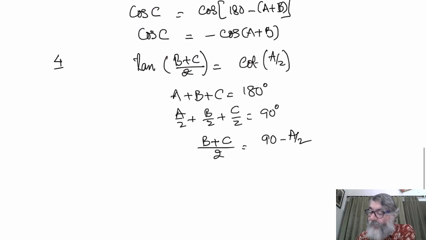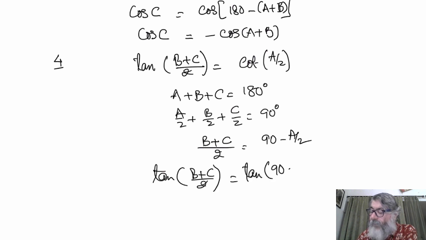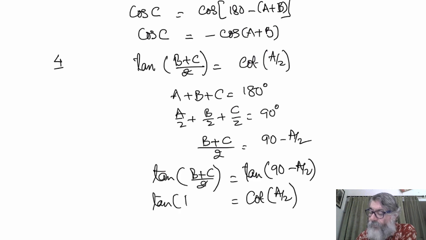Let us take tan. tan((B+C)/2) is equal to tan(90 minus A/2). 90 minus theta is cot theta. So cot(A/2). And in the first quadrant, all ratios are positive. We have told you that. So tan((B+C)/2) will be equal to cot(A/2). We are able to prove that.